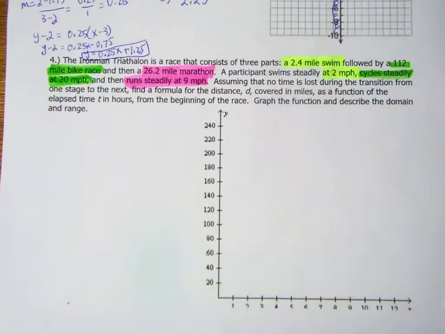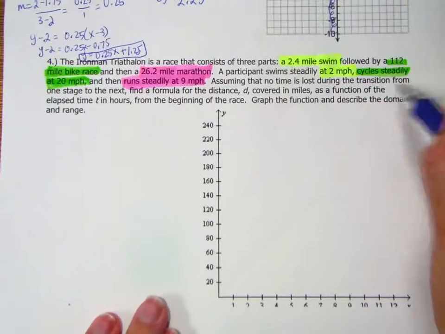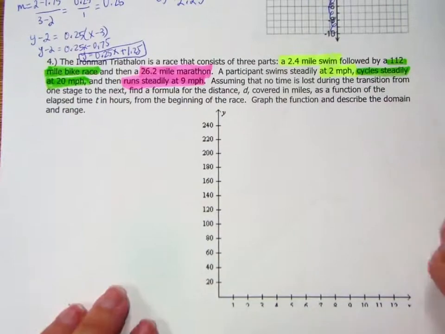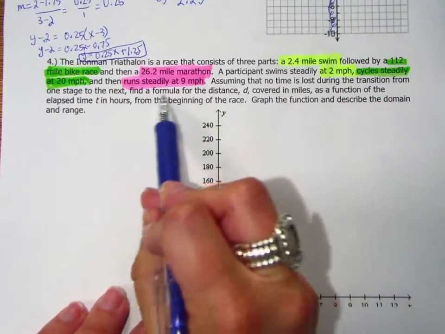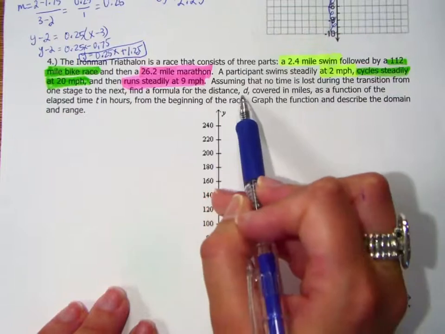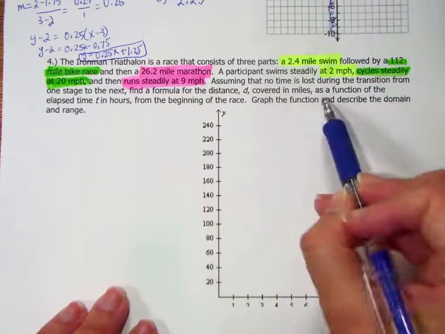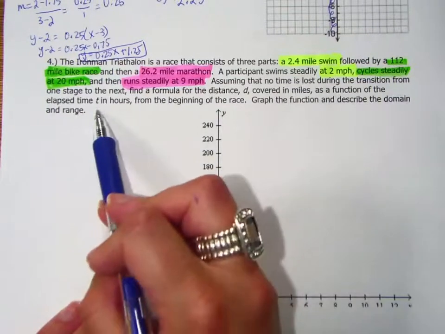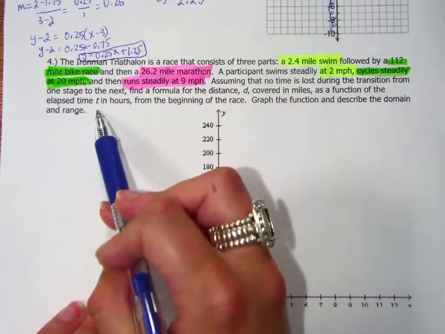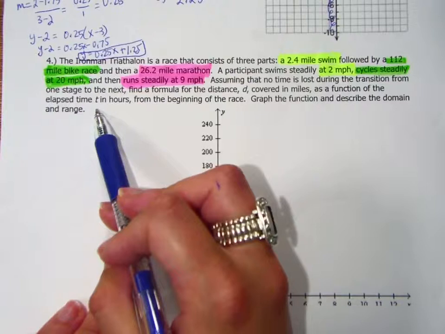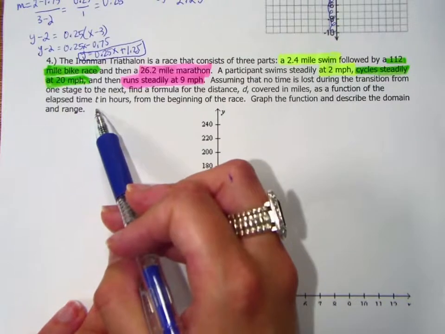All right. So if you're familiar with a triathlon at all, you know as soon as you get out of your swim, you have to put your biking gear on. You have that transition time. For the purpose of this, we're eliminating that time, okay? So assuming that we're not losing any time during those transitions, we are looking to find a formula for the distance covered in miles as a function of the time from the beginning to the end. We're going to graph, write the function, and then talk about the domain and range.